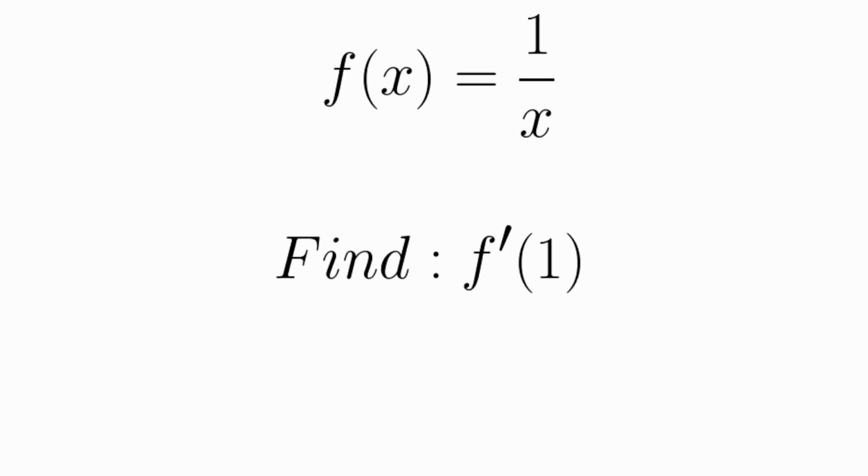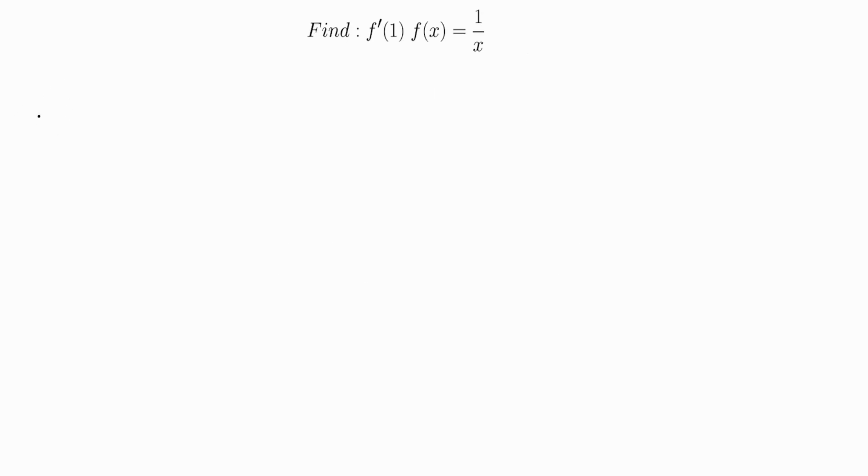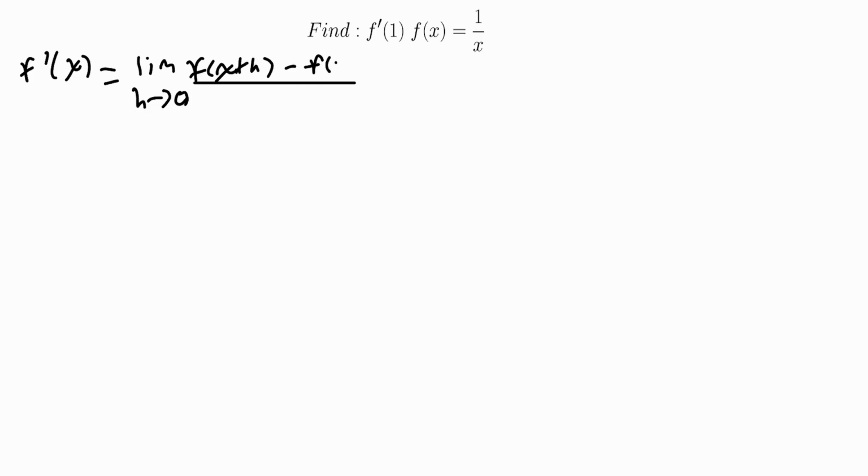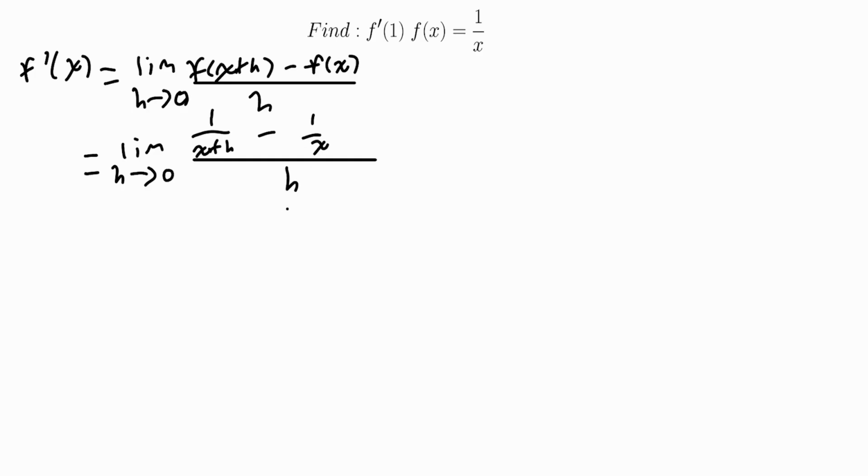For our final example, we have f of x equals 1 over x, and we're asked to find f prime of 1. Let's start by writing down the definition of a derivative, which is equal to the limit as h approaches 0 of f of x plus h minus f of x all over h. And let's substitute our function. So it's going to be equal to the limit as h approaches 0 of 1 over x plus h minus 1 over x all over h.